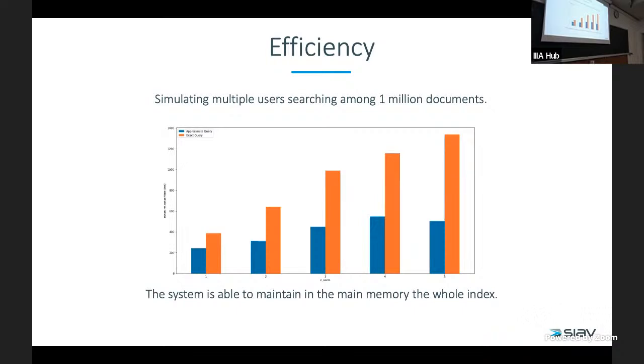And as you can see, as you increase the number of users, the amount of time spent when doing the exact query, which is comparing each document embedding to your query embedding, goes to increase because you are saturating your CPU.